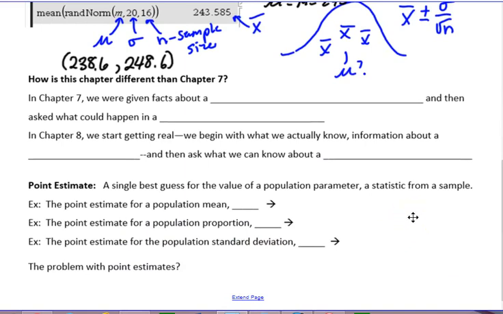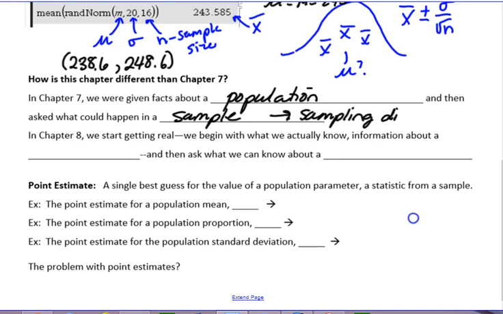So how is this chapter different from chapter 7? In chapter 7, we were given facts about a population. We were given its center, its shape, its spread. So we knew the mean of the population, the proportion in a population. Then we were asked what could happen in a sample from that population. That led to sampling distributions. So we would ask, what does the distribution of sample means look like? What does the distribution of sample proportions look like? And we developed characteristics of those sampling distributions.